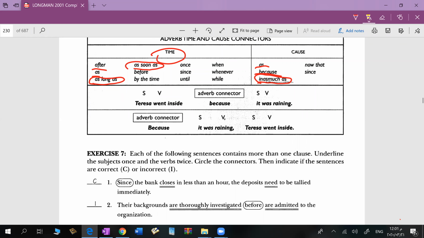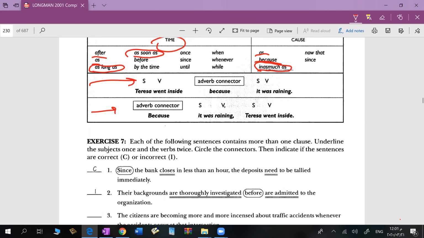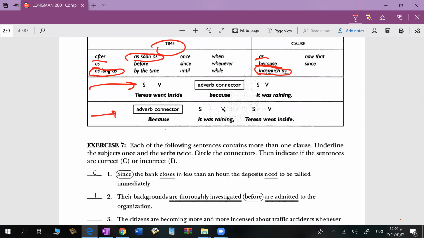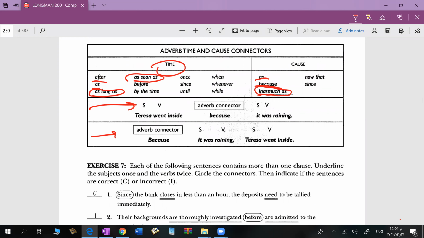And this is how it is used: subject, verb, adverb, connector, subject, verb, or adverb, connector, subject, verb, comma, subject. Here, any questions so far? Do you think anything needs discussion or something? No, it's clear. Okay, I want you now to look at questions 1 to 10. You have exactly 1 minute.